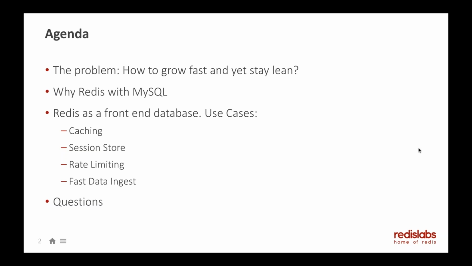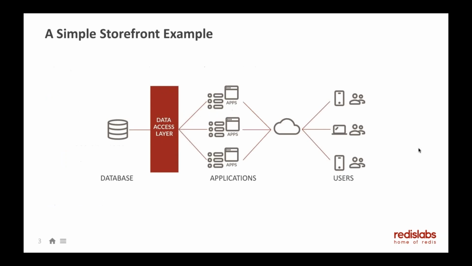And then as a front-end database, I'll talk about 4 use cases, and this is going to be a bit technical. I'll cover 4 use cases: caching, session store, rate limiting, and fast data ingest. And if you have any questions, feel free to ask, but I'll take the questions towards the end. Don't hesitate to ask questions. I'll definitely answer most of them towards the end. Okay, let's start our discussion.